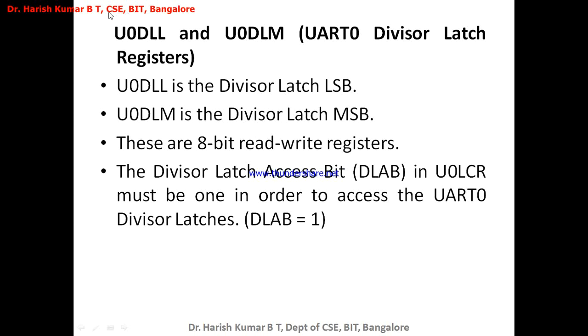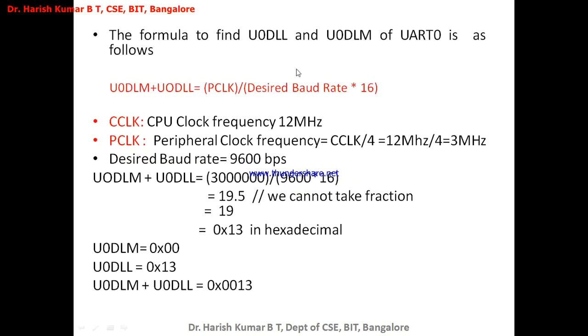You understood U0DLL, UART 0 divisor latch least, and U0DLM, UART 0 divisor latch most. So these are the two registers, again 8-bit registers, which you need to compute, just to bring down the CPU clock frequency so that it can make the peripheral devices run. Here I explain how to find U0DLM and U0DLL. Later in my program, I'll show you this value. I'll try to modify this value and you will not get the proper output, because the peripherals cannot operate with that clock frequency.